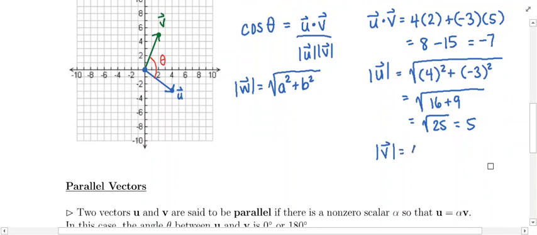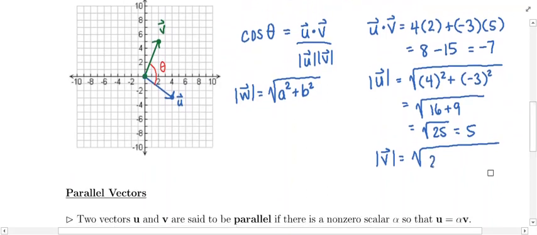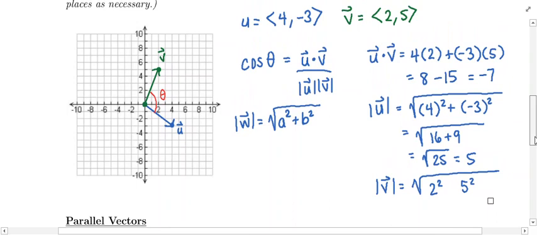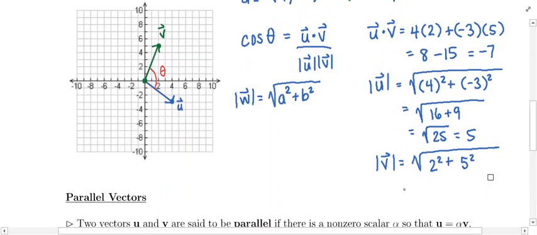We'll do the same thing for vector v. To get it, we need to square its horizontal component, that's 2, so 2 squared. We need to square its vertical component of 5, so 5 squared. Add the results, take the square root of the whole thing. So this is going to be the square root of 4 plus 25, which is the square root of 29. I'm not going to simplify it.